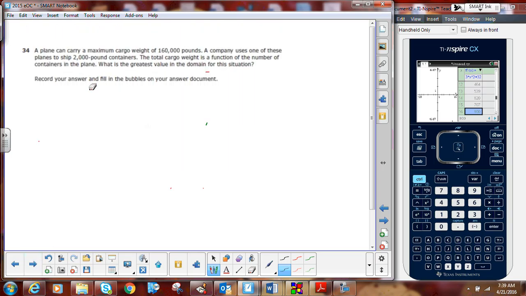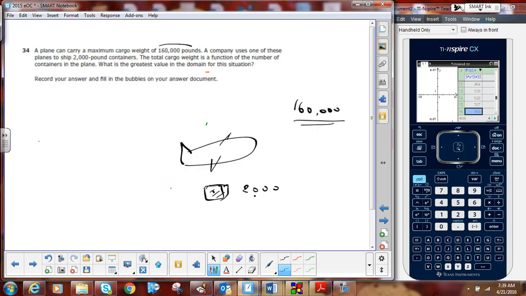Now number 35. So the plane carries what? Containers. Small containers. Imagine this container that the plane is going to carry. Each container weighs 2,000 pounds, and the plane has a maximum weight of 160,000 pounds. So it cannot carry more than 160,000. What's the question? What's the greatest value in the domain for this situation?